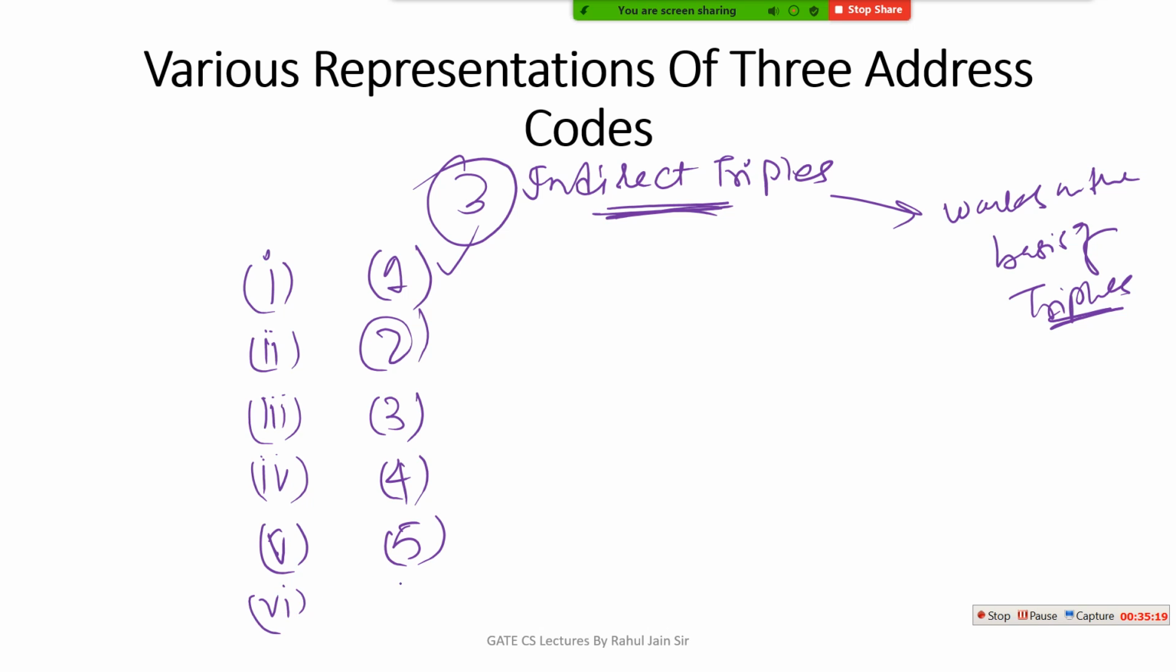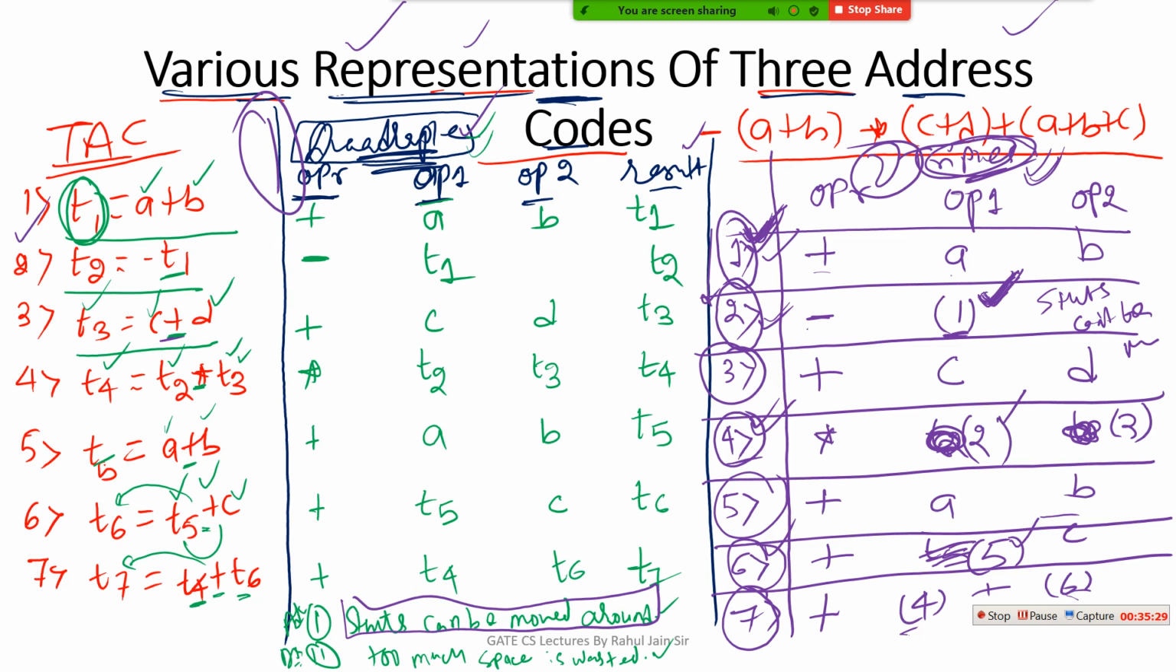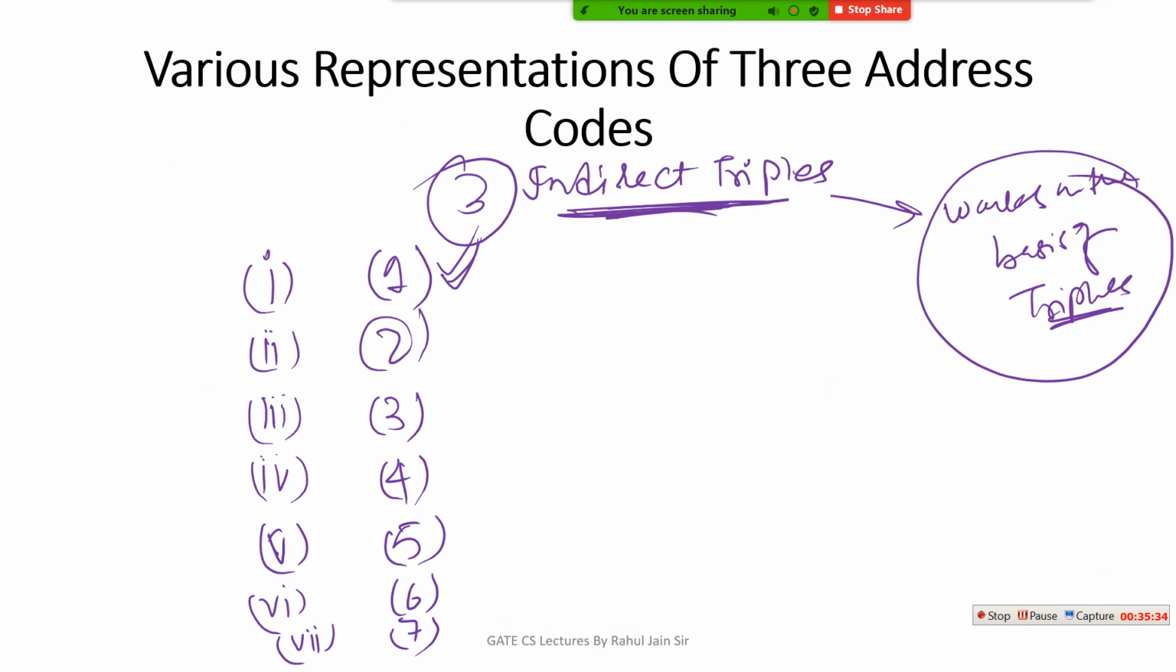If I need the sixth statement, I will just call sixth. And if I need the seventh statement, I will put the seventh pointer. This will fetch the value. So this is indirect triples. Indirect triples works on the basis of triples, but triples will be stored in the memory, and these pointers will fetch the value of that respective statement directly from there. So it is the indirect triple representation of 3 address code.